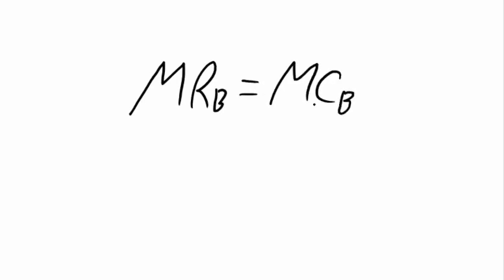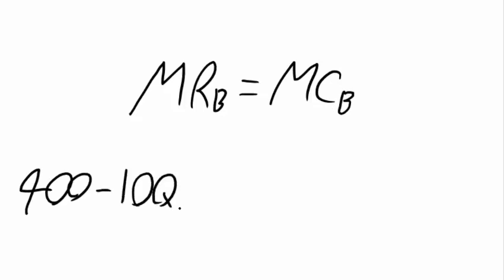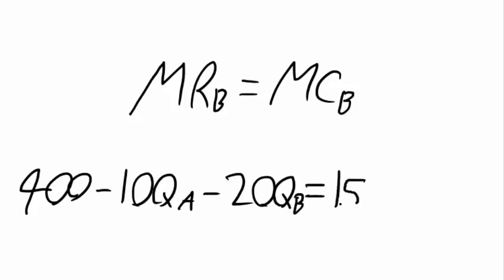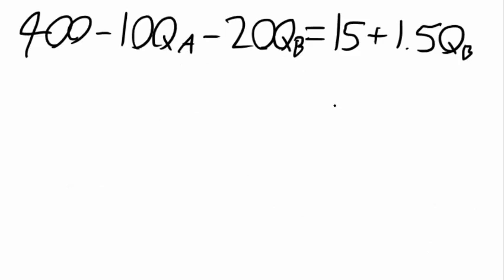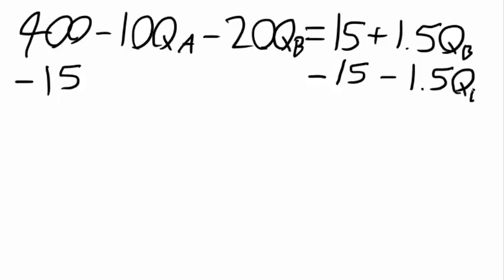So now we would profit maximize with the other firm, so we would have marginal revenue of B equals marginal cost of B. And so we would have 400 minus 10 QA minus 20 QB, and that equals 15 plus 1.5 QB. And so we want to combine like terms, so we would subtract 15 from both sides, as well as subtract 1.5 QB from both sides.